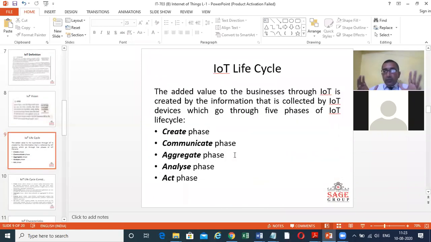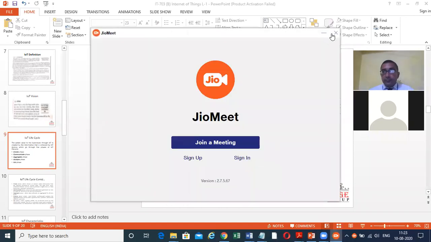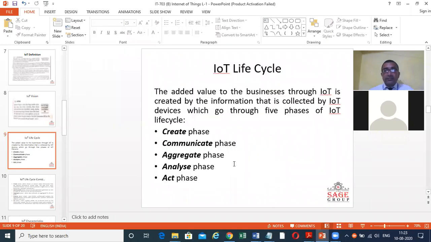So here now we are coming to the IoT life cycle. What is the IoT life cycle? In the IoT life cycle, there are 5 phases. First is the create phase, second communicate, third aggregate, fourth analysis, and fifth is the act phase. We will discuss one by one.